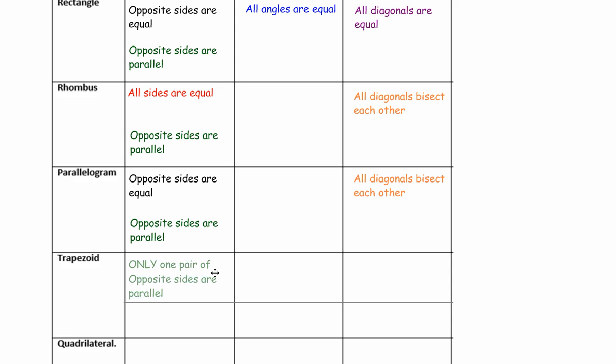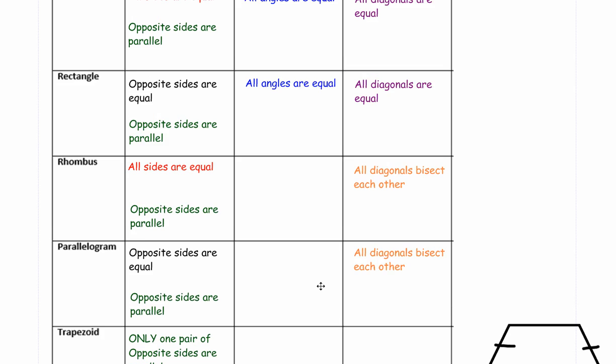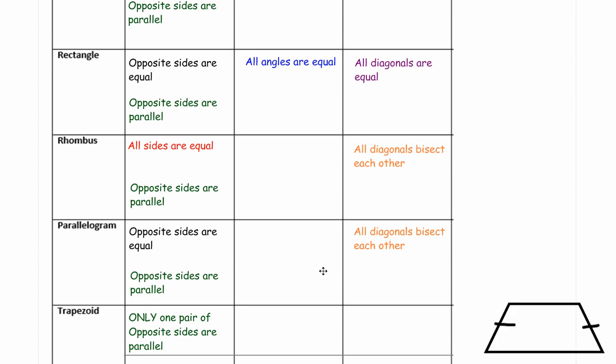A trapezoid, I only have one pair of opposite sides being parallel. Now, the picture I just drew is a picture of an isosceles trapezoid with these two sides here being equal, and that only happens in an isosceles trapezoid. Not all trapezoids are isosceles. Again, I know nothing about my angles, and my diagonals will bisect, but we're just not going to worry about that right now. And that's all our information about quadrilaterals.